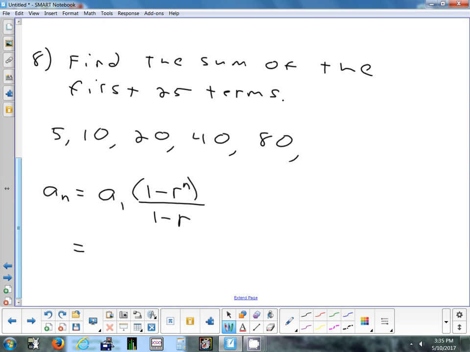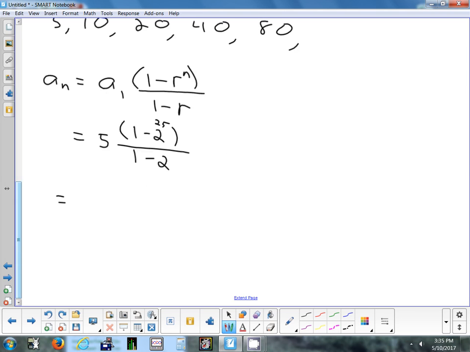What's my first term? 5. And what is the common ratio here? 2. 1 minus 2. And now it's to the n. And n would be what number in this case? 25. All right, so it would be 5 times 1 minus 2 to the 25th power.